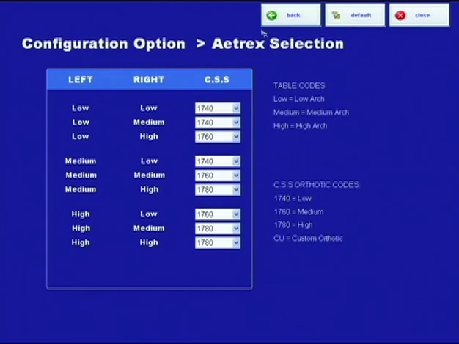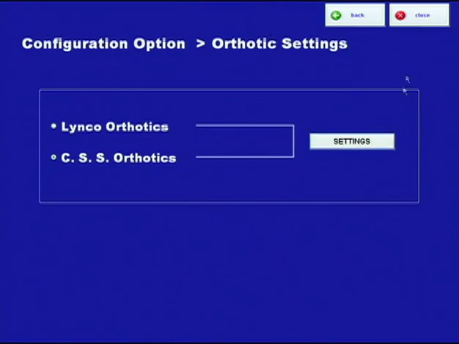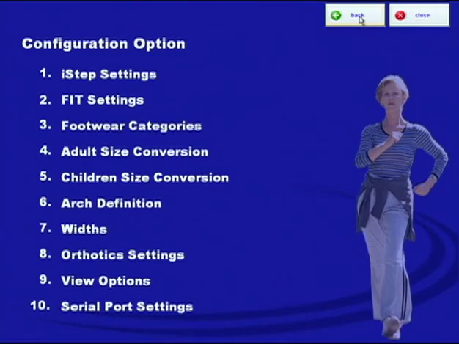Okay, guys, any questions on this section? Is that a question?